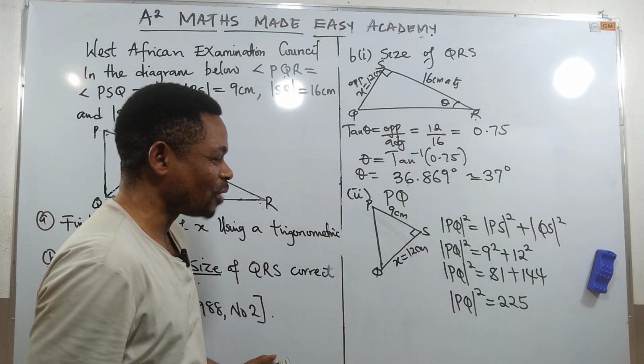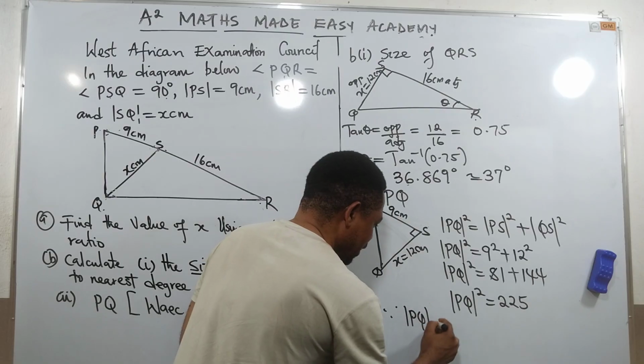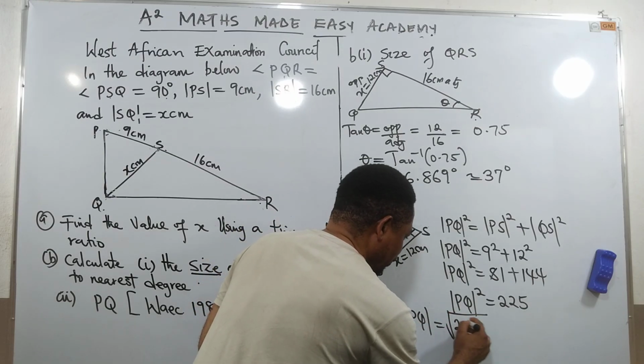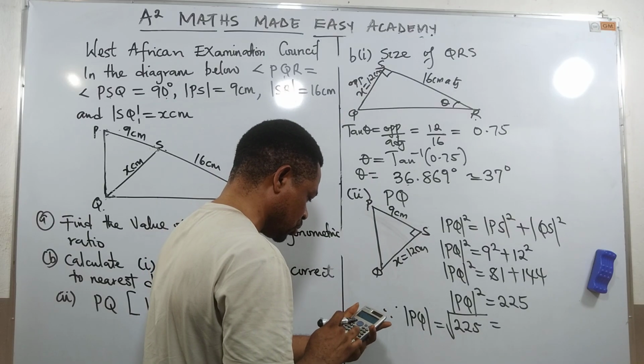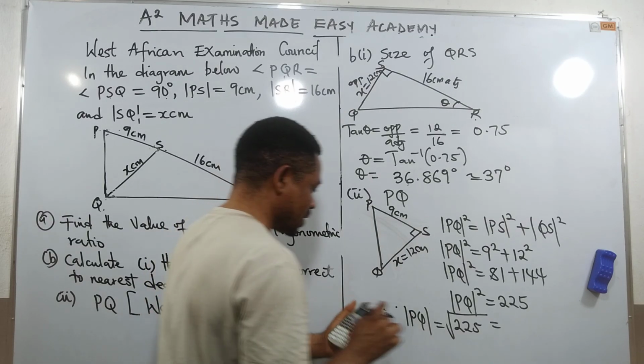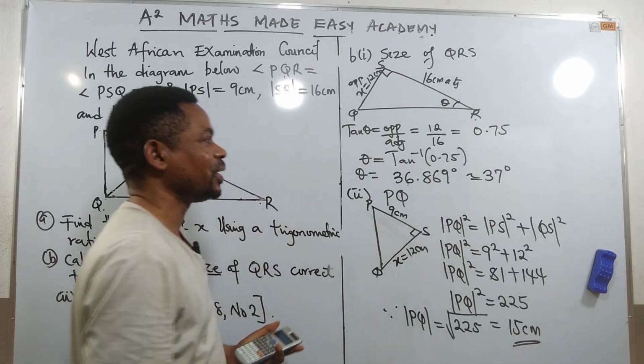Make PQ the subject of the formula. You now say, therefore, side PQ is now taking the square root of the right hand side. Then I will now point square root of 225. Are you there? What is the answer? The answer is 15 cm. And that is all. Am I communicating?